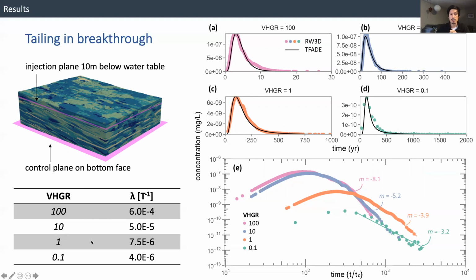And remember that truncation parameter lambda, the results are shown in this table here, and going from VHGR 100 to 1, going from mostly vertical to horizontal flow, the truncation parameter decreases by about 2 orders of magnitude. And so this is confirmed also just by looking at the slopes of the breakthrough curves in a log-log plot. We can see that the slope becomes more positive, indicating more tailing as you go from mostly vertical flow to mostly horizontal flow.